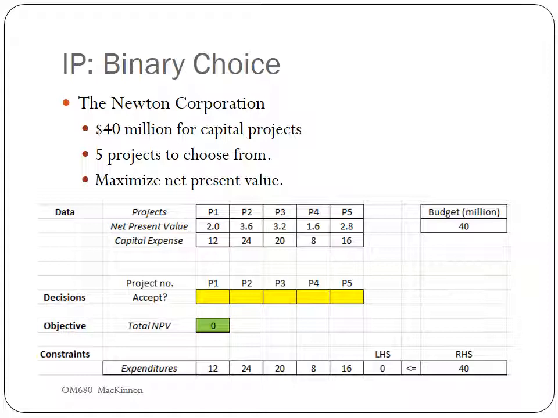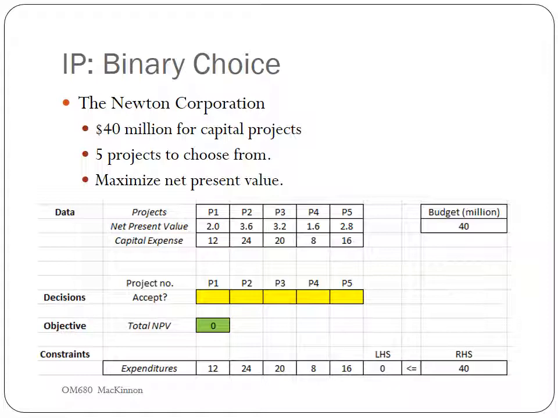So let's take a look at the Newton Corporation. They have reserved $40 million for capital projects. There are 5 projects to choose from, and the goal is to maximize the net present value. So for data, we have the 5 projects, the NPV for each of them, the capital expense for each of them, and the budget, which is $40 million.